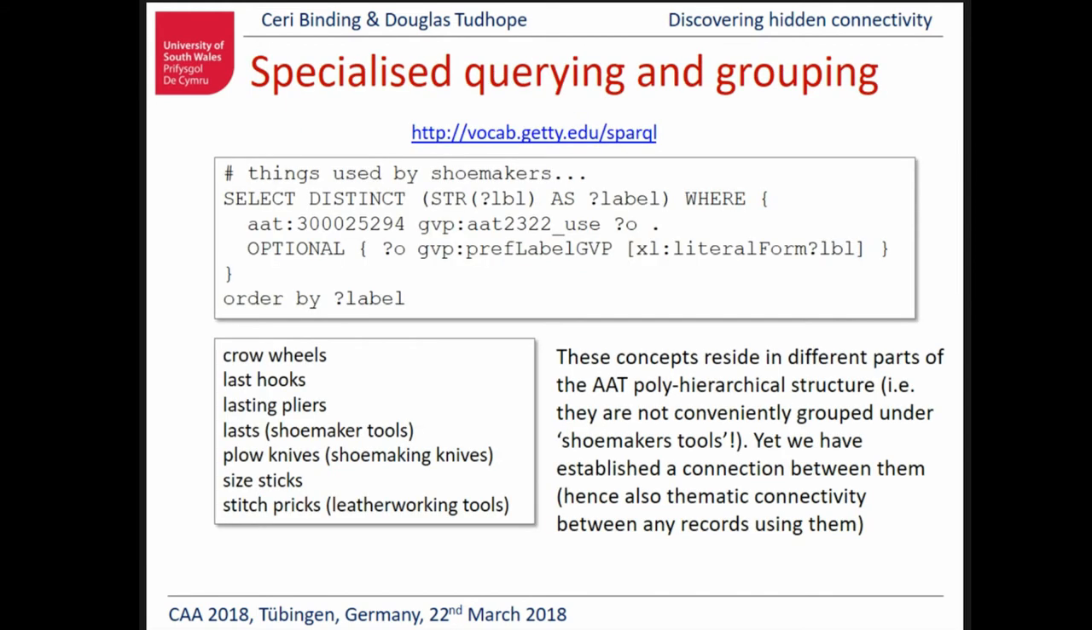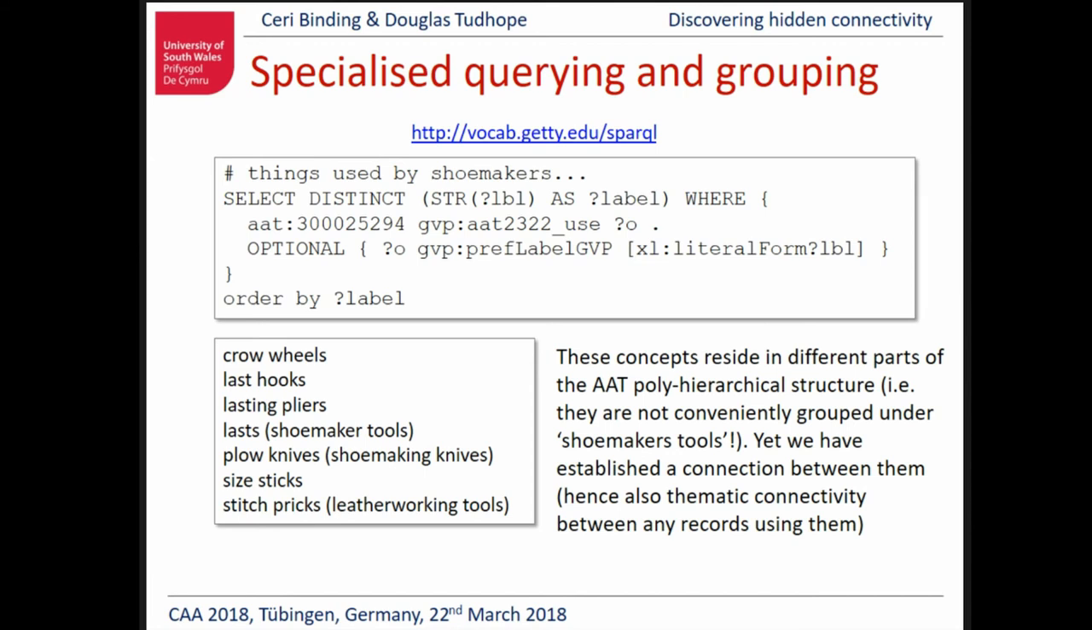And so we can perform some specialized queries on these relationships and find new relationships between them. So here's a little query again. It's more of a thematic query. So we're finding connections between types of objects, but those objects are not necessarily clustered together in the thesaurus under a convenient parent term like shoemaker's tools or something like that. They're in different parts of the vocabulary, but we can pull them together through commonality of the relationship that they have there. So I'm doing a query where shoemakers use things.